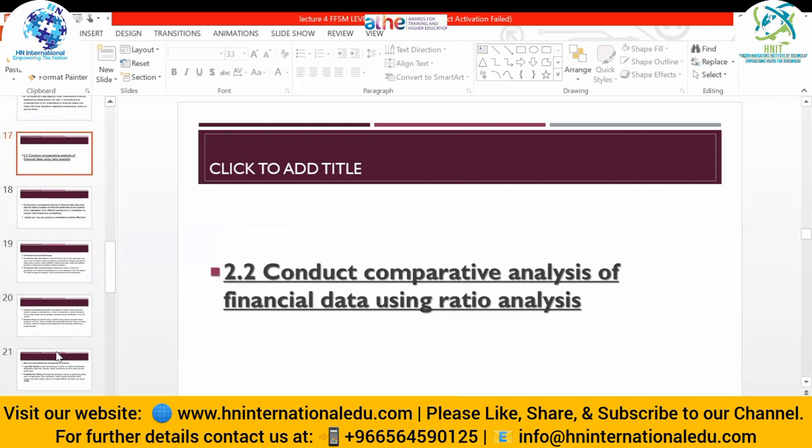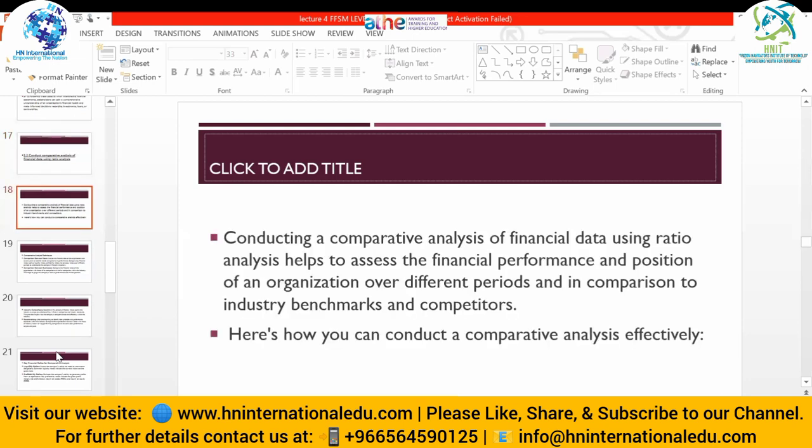Conduct comparative analysis of the financial data using ratio analysis. Now, in the main task, we will be directly doing it from the Samsung organization, which will require a little bit of calculations, but that is going to be very easy. We will be only picking out the numbers and just interpreting them. I'll totally guide you. Okay, ma'am. For that, we will discuss how we can do this.